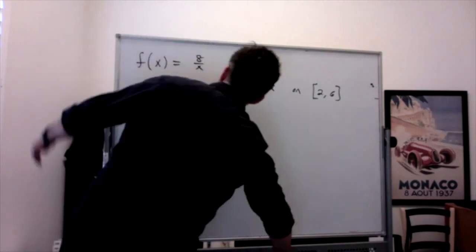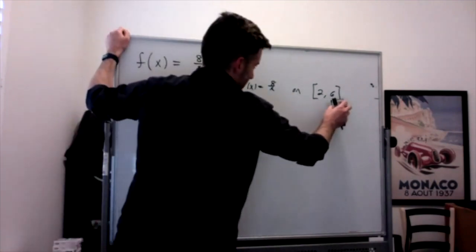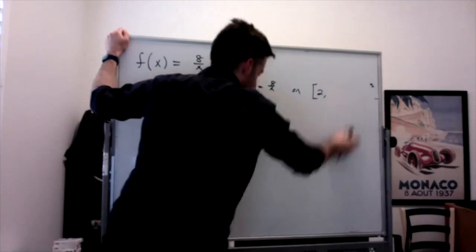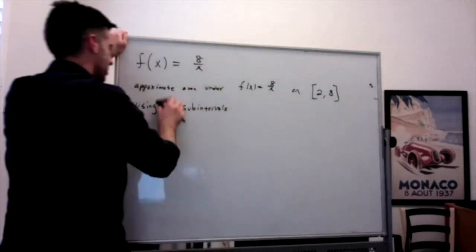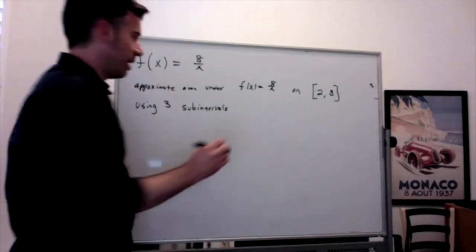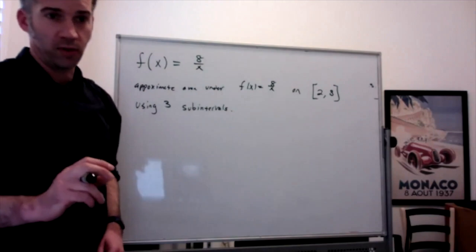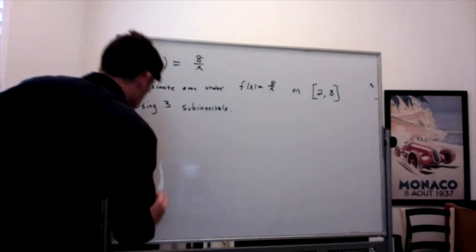Let's make it a little more interesting. I'm going to change it just a tiny bit. Let's go from 2 to 8, and let's use 3 subintervals. I'm specifically going to try and talk about upper and lower sums. So let's draw the picture.